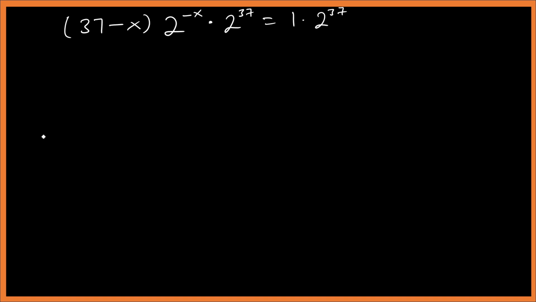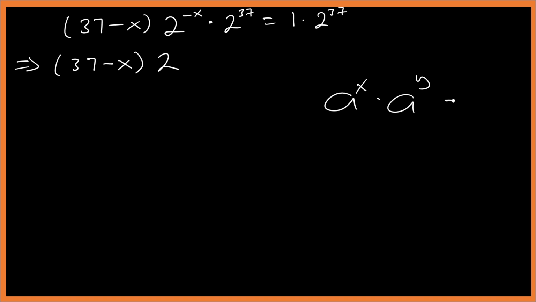Okay. So we have this. So this one will give us 37 minus x. So we have 2 raised to, now anytime we are given a exponent x times a exponent y is a exponent x plus y. So we add the powers. So we have 37 plus minus x, that will be minus x, equals 1 times that, 2 to the power 37.